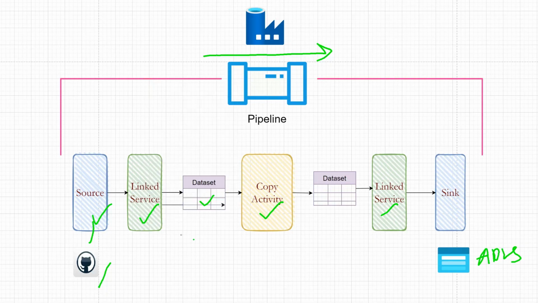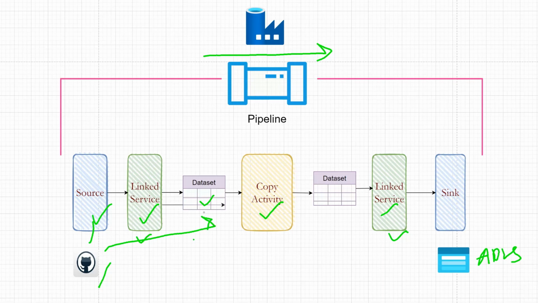If you see, we have two linked services. One is on the source side and another one is on the sink side. The linked service basically establishes the connection between ADF and the source. So the linked service on the source side will establish the connection between GitHub and the Azure Data Factory.